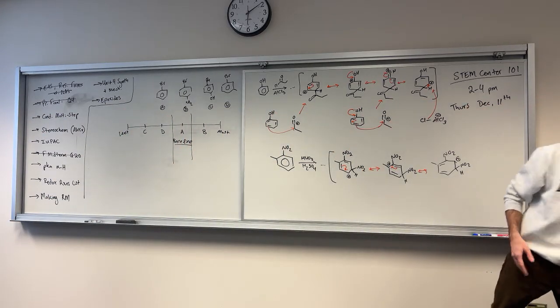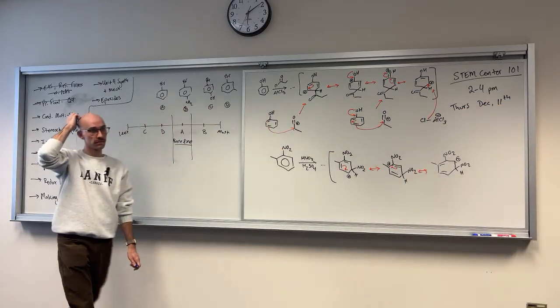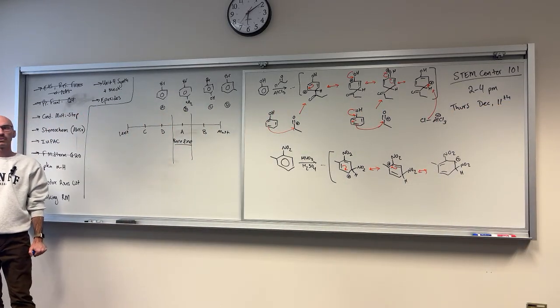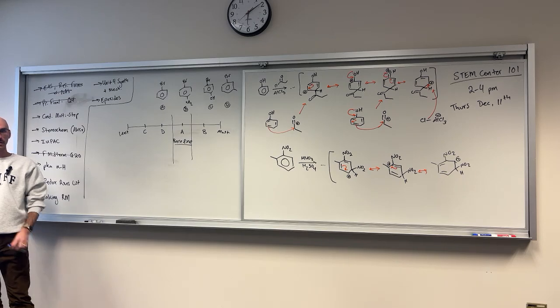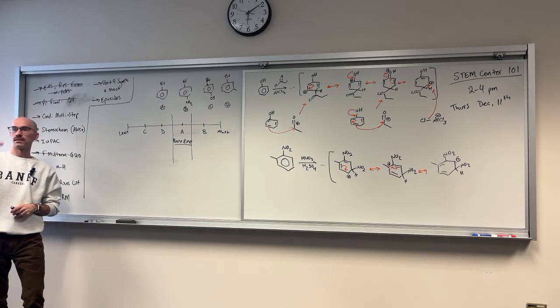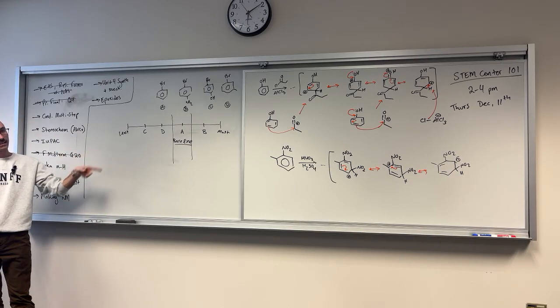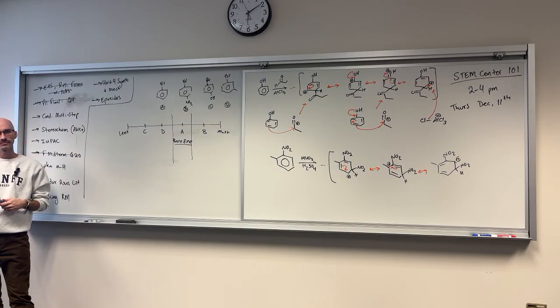Well, something always leaves in any substitution reaction. What leaves in EAS? What leaves in electrophilic aromatic substitution? A hydrogen always leaves in EAS because the last step of EAS is deprotonation. So something always leaves in substitution. In NAS, that leaving group is a halogen.